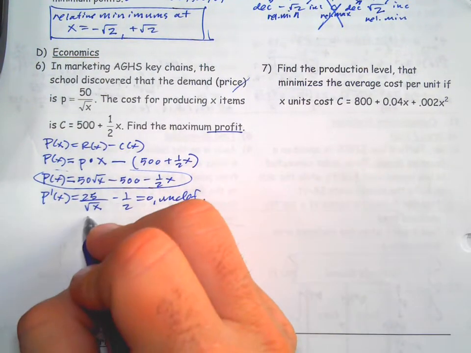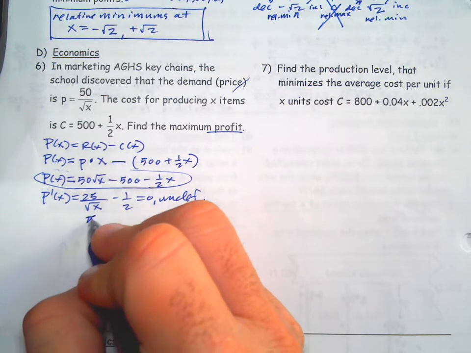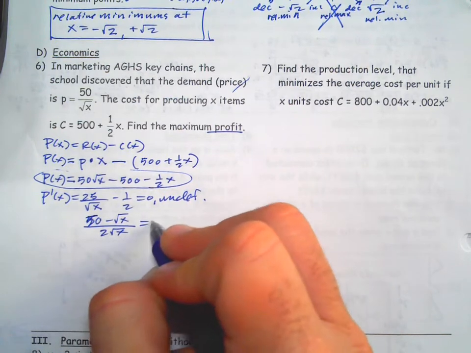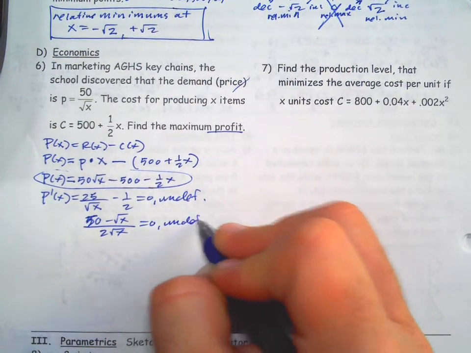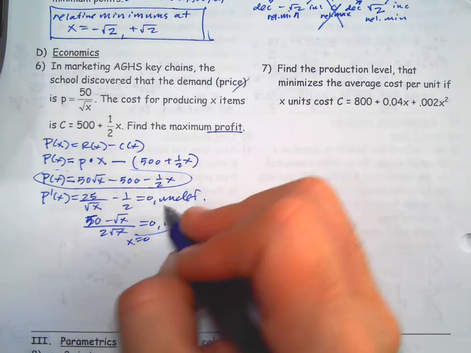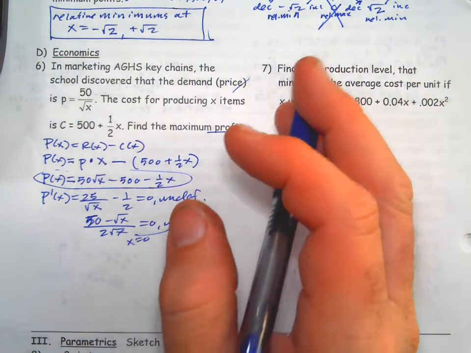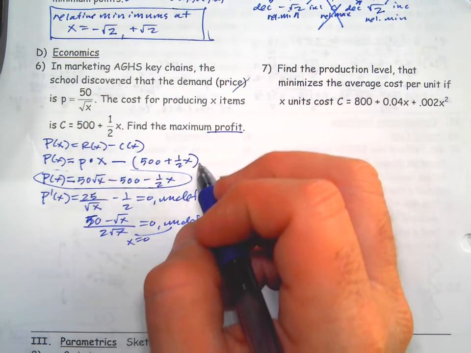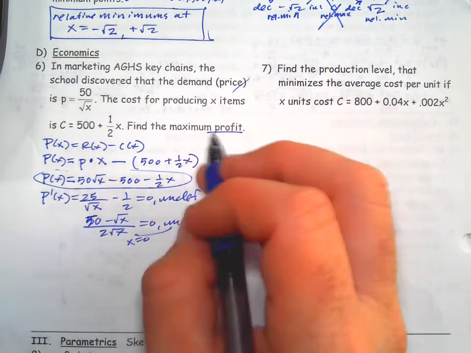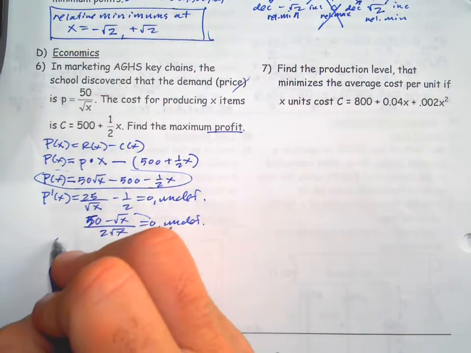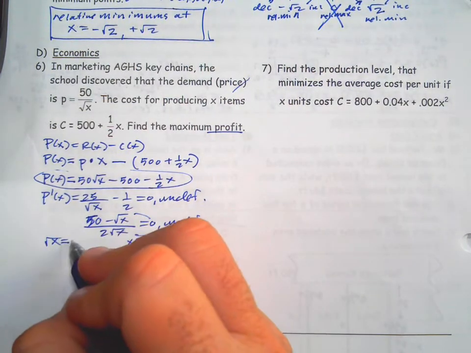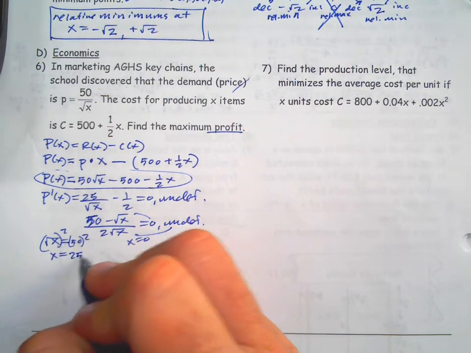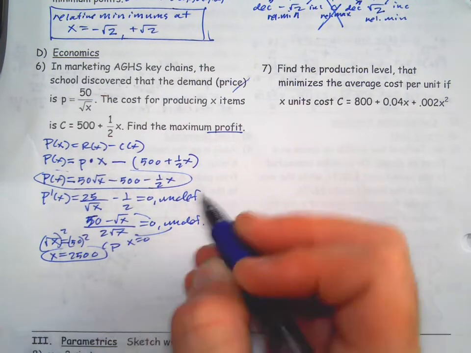So we could give this the least common denominator, 50 minus square root of x over 2 square root of x, equals 0 or undefined. So one critical point is x equals 0, but I don't think that's going to be an answer. It's just making nothing, unless you always lose money no matter what, which I guess is possible. Zeros for this guy: square root of x equals 50. You've got to square both sides, so x equals 2500. That's your critical point.